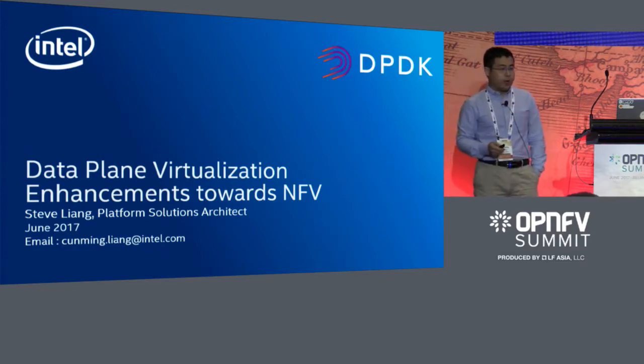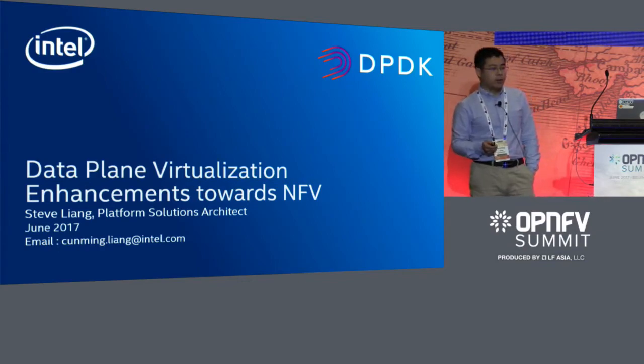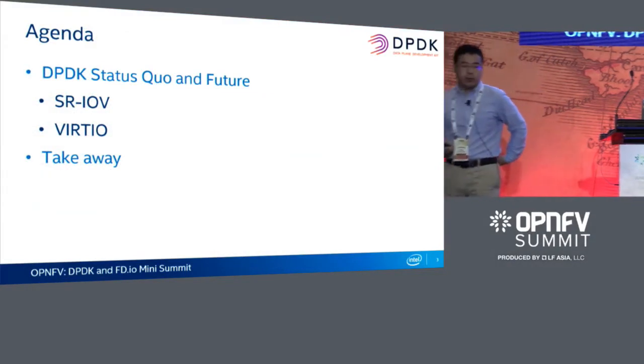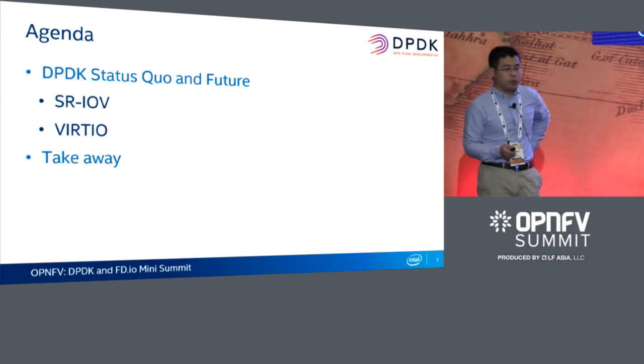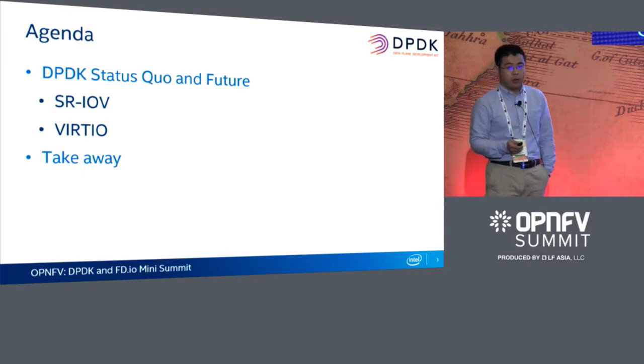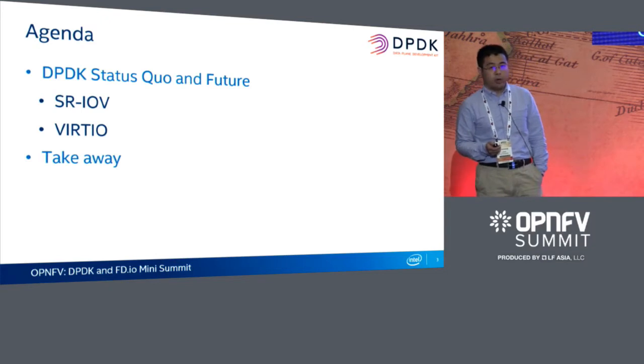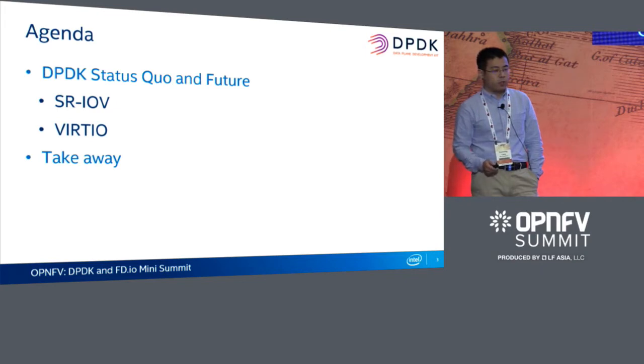Of course, I'm Steve from Intel, the platform solution architect for DPDK. The agenda is quite simple today. I will go through the status, the quarter, and the future. There are two main parts to support NFV. One is the single root IOV mode, which is widely supported in DPDK now. Almost all the PMDs have that mode. Another piece is Virtio, which we have been working on for a few years to make better, improving both performance and usability. I will go through these two parts, and then I will give a summary of the key takeaways from today's topic.